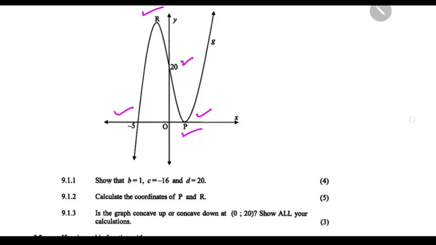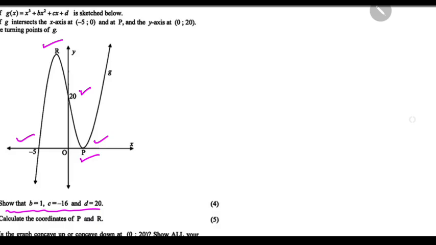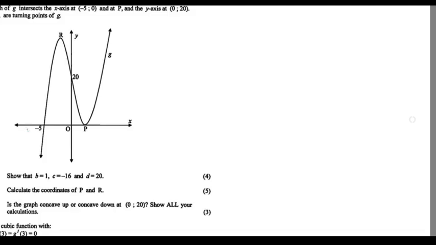So the first question is: show that b is equal to 1, c is equal to -16 and d is equal to 20. So we need to find the equation of the cubic graph. You can see clearly this is a root form, because we have 3 x-intercepts. By the turning point we count 2 x-intercepts, the turning point as well as x-intercept, then we count twice. So this is the root form because we have 1 x-intercept here and 2 x-intercepts here. By the turning point we count twice.